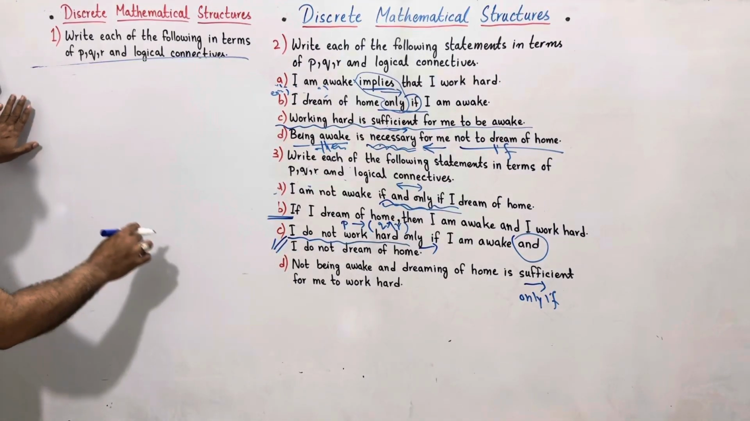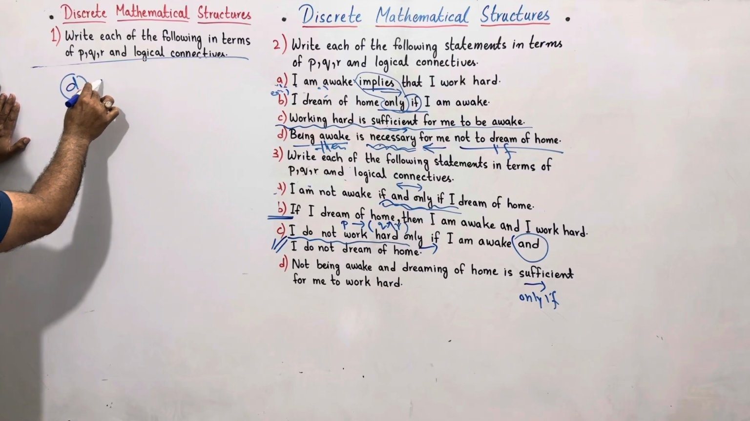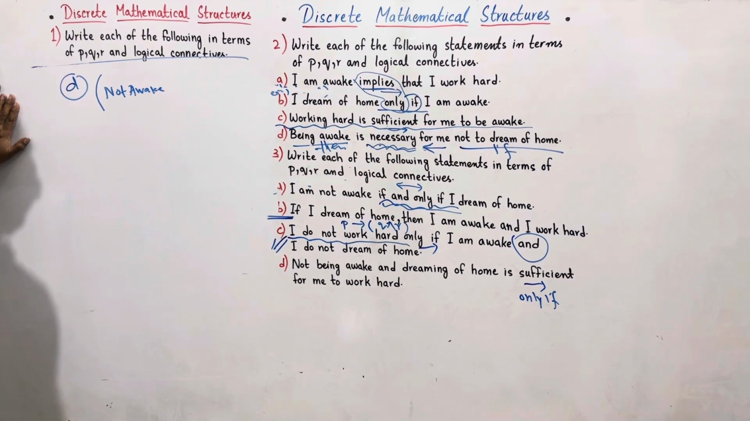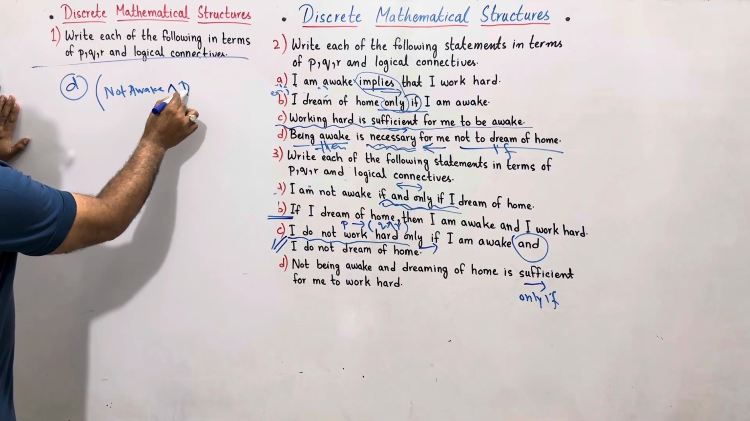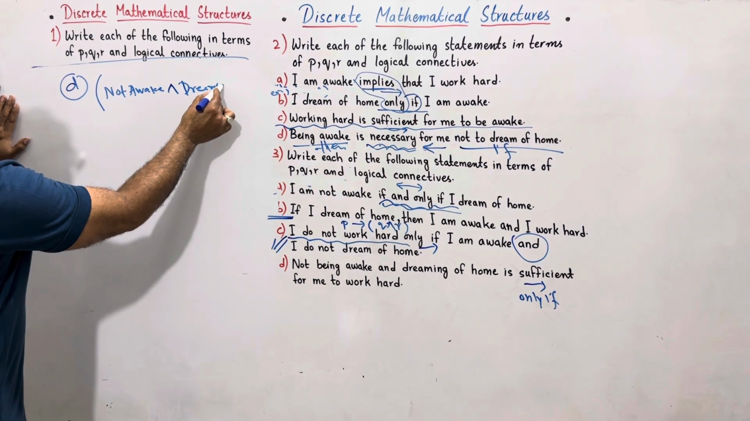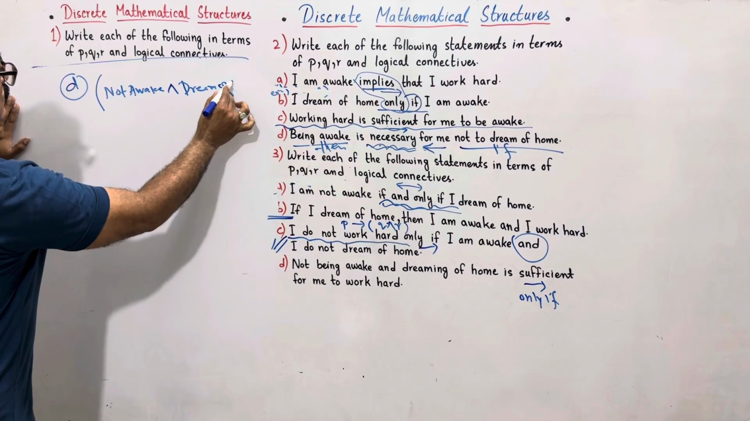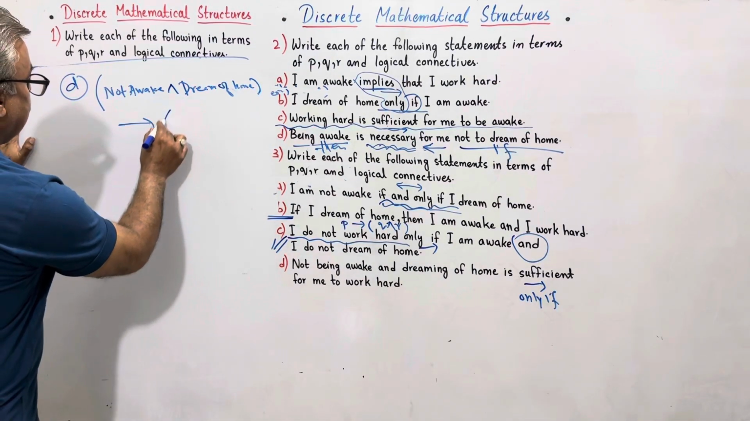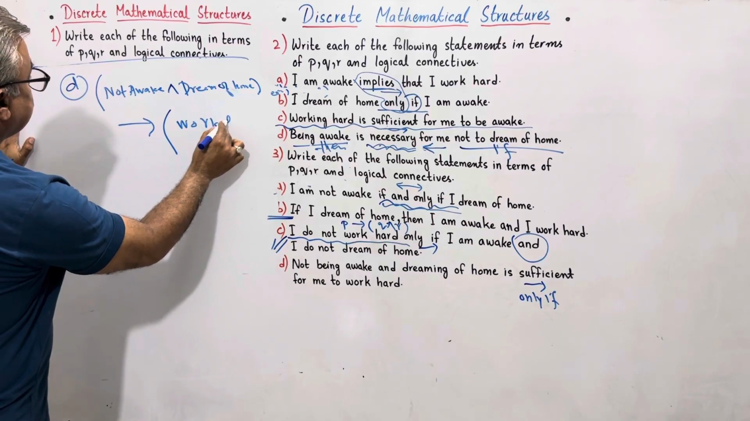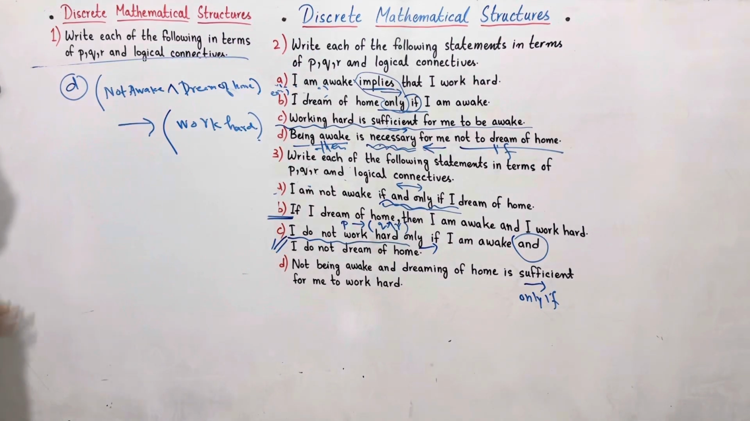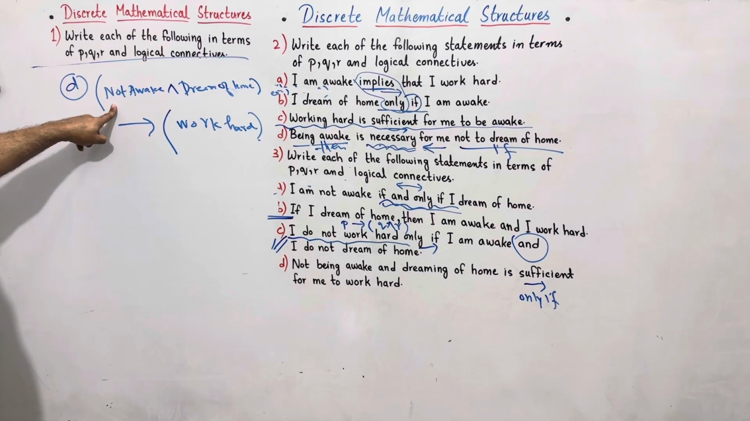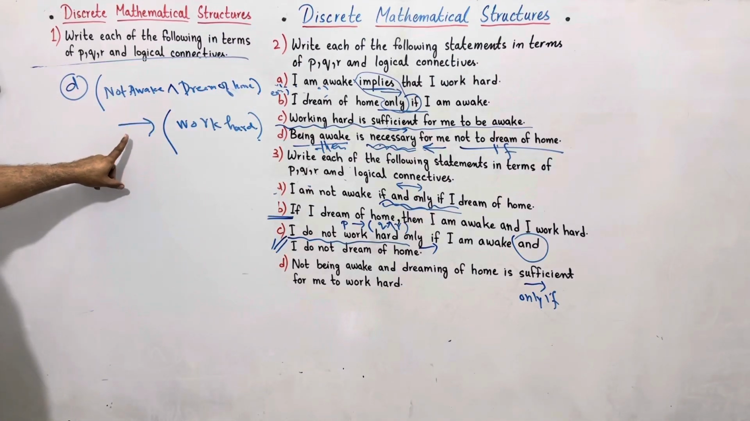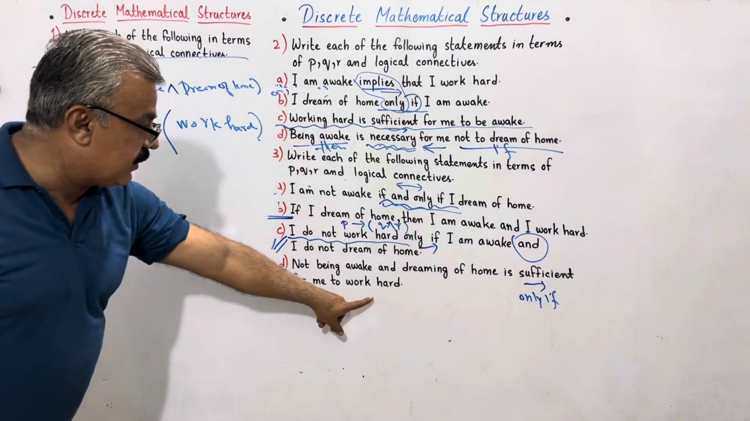We have, let me write the keywords. D, not being awake, not awake, and dream of home implies that work hard, that is, not awake and dreaming of home is sufficient, implies that I work hard.